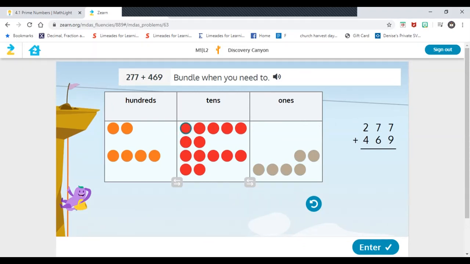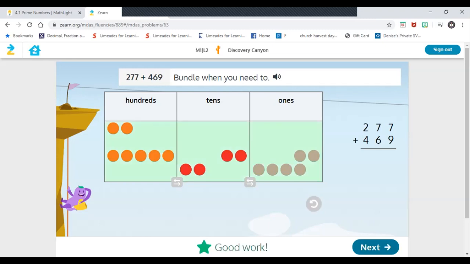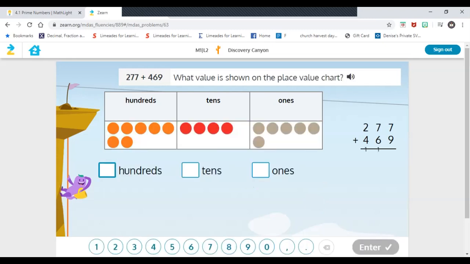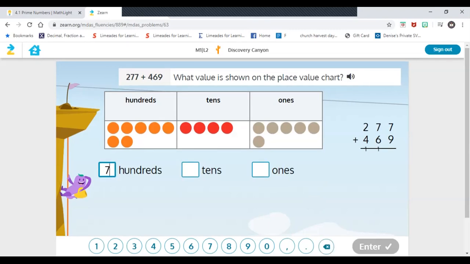Now I'm going to go to my tens place and see if I have 10 to bundle into 100. 5, 6, 7, 8, 9, 10. So I'm going to take those 10 tens and bundle it into 100. And that's going to leave me 4 tens. I don't have enough to make another bundle of 10. All right, so now I'm going to count them again. 2, 4, 6. So I have 7 hundreds, 4 tens, and 6 ones.